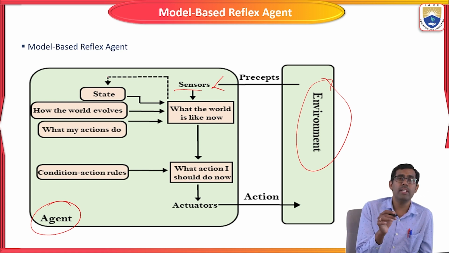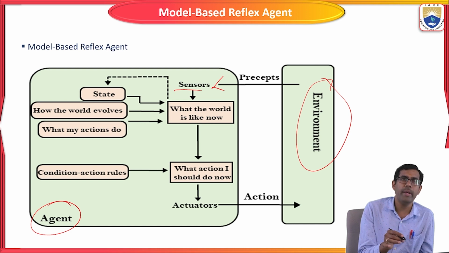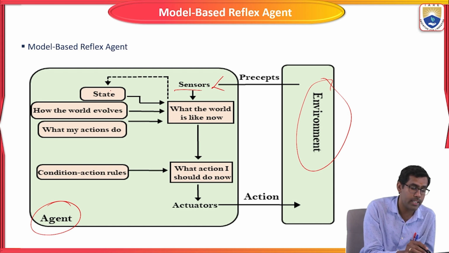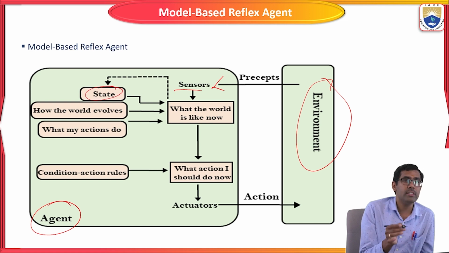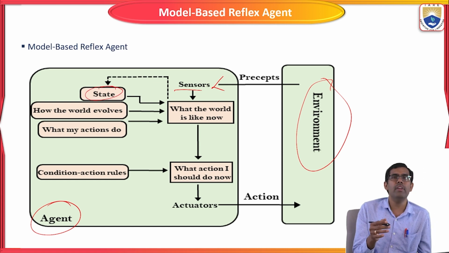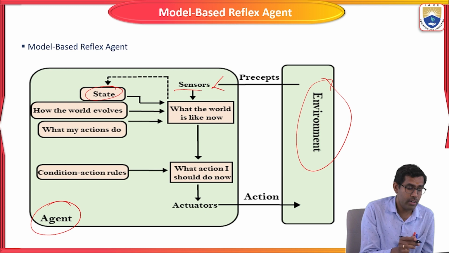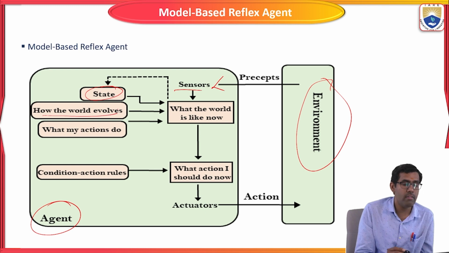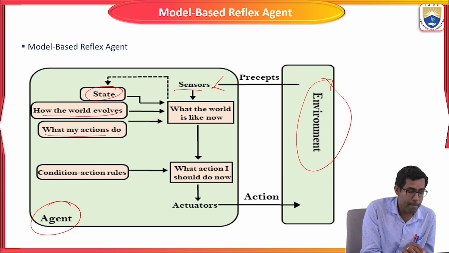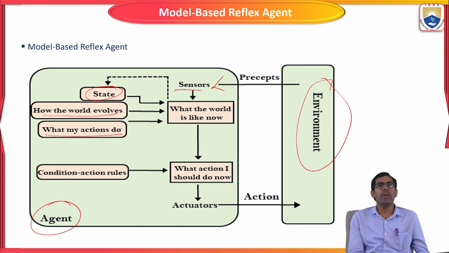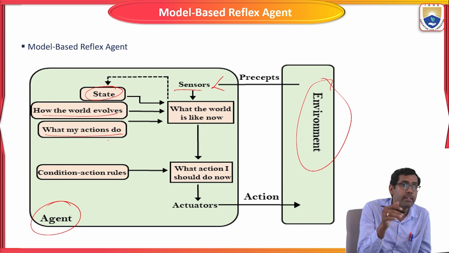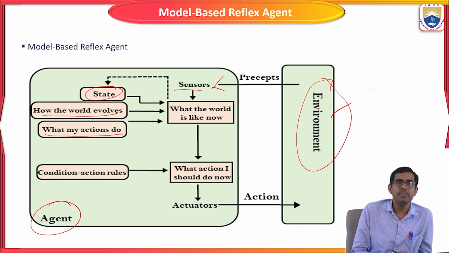Okay, based on your sensory information, it's going to set one state. That state is going to evaluate your action. What is that? How the world evaluates and what my action does. The particular action, how it will affect the particular environment, right?